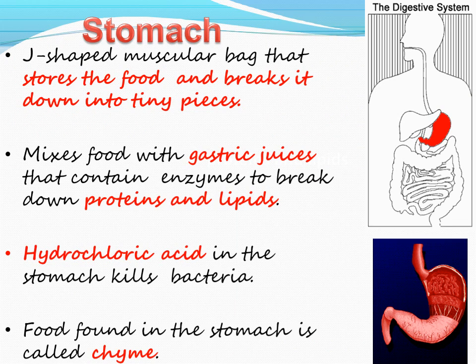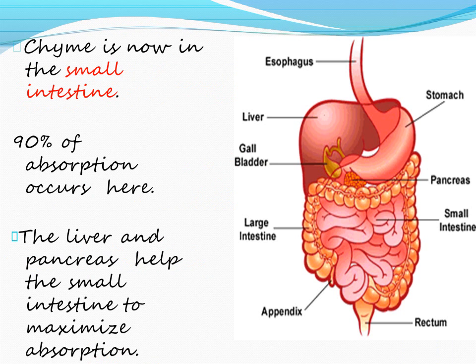The stomach is a J-shaped muscular bag that stores the food and breaks it down further into tiny pieces. It contains gastric juices and enzymes to break down the proteins and fats. The hydrochloric acid in the stomach kills the bacteria. The food normally found in the stomach is called chyme. The chyme now enters the small intestine.